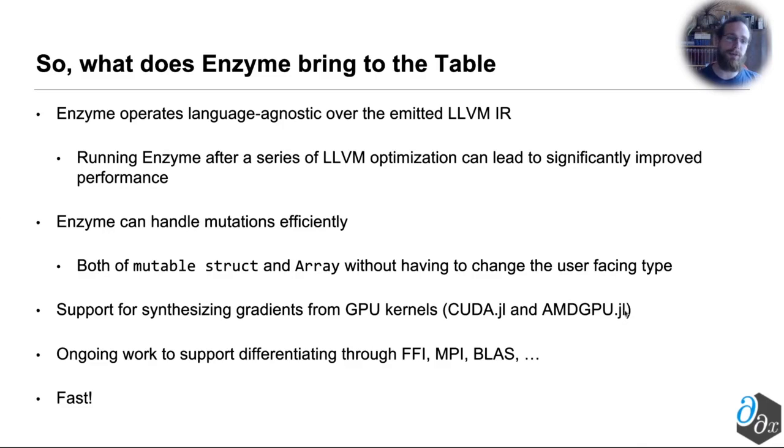Both CUDA.jl and AMDGPU.jl are supported, and I'm going to demo an example with KernelAbstractions at the end of the talk. Furthermore, there's ongoing work with GSoC students and collaborators to support differentiating through MPI, BLAS operations, and the foreign function interface. So if you're calling a C library from Julia and you want to differentiate through that C library, you can use Enzyme to do so. Additionally, it's very fast. By virtue of being able to run post-optimizations, Enzyme can synthesize significantly faster gradients than other tools.